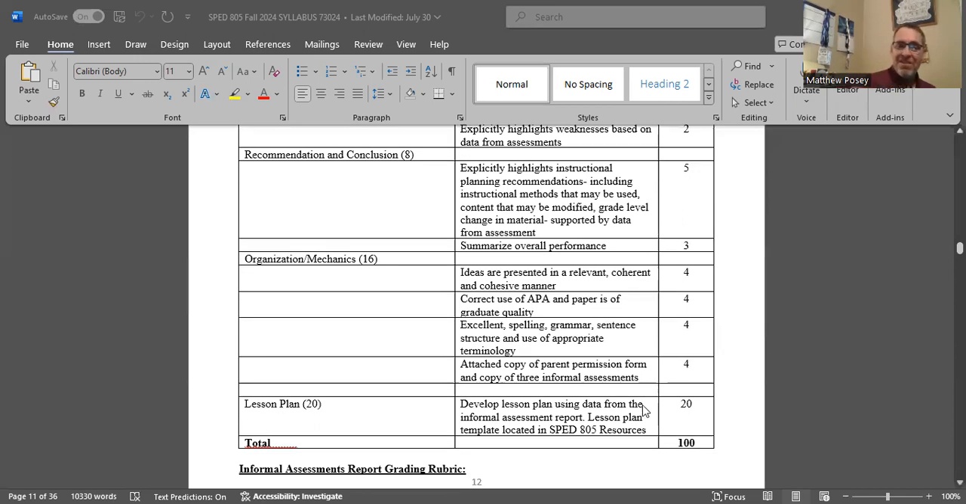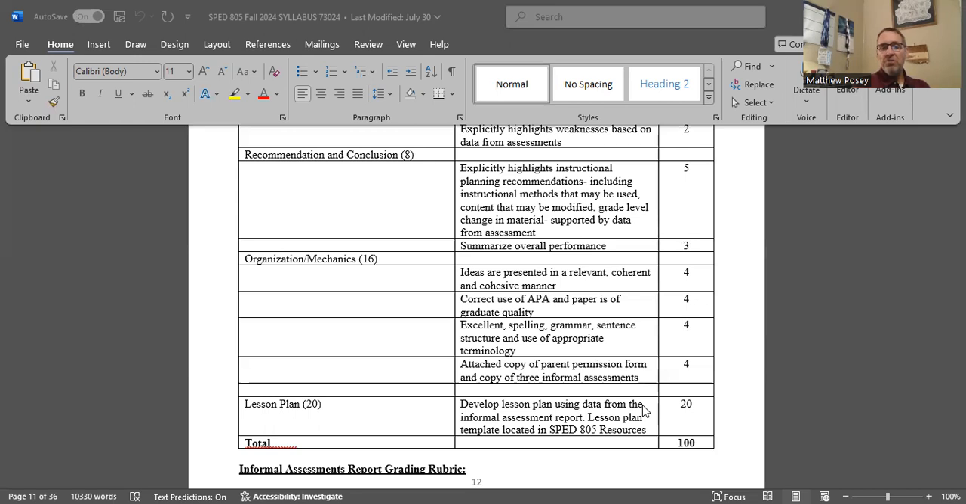Also with this, there is a lesson plan template. We're asking you to complete that. It is in a Word document form, and you just go through and develop a lesson plan. A lot of the prompts are on that format, that template that we provide you.